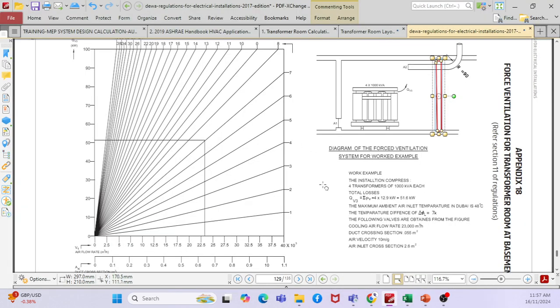Okay, clear, right? Does anyone have any doubt about the transformer ventilation? Clear. Parani, this calculation is in that folder, right? Yeah, it is there in the folder. Yes, yes.